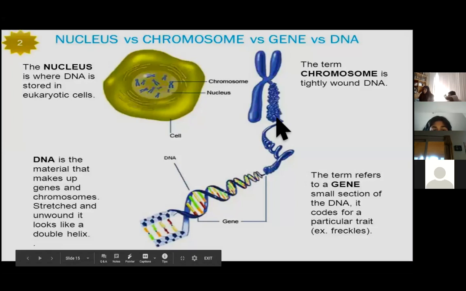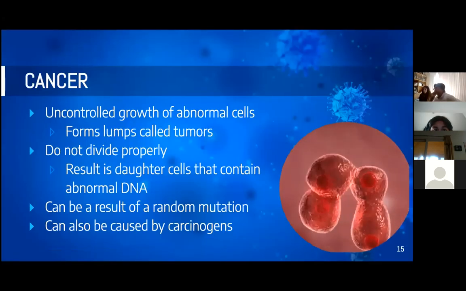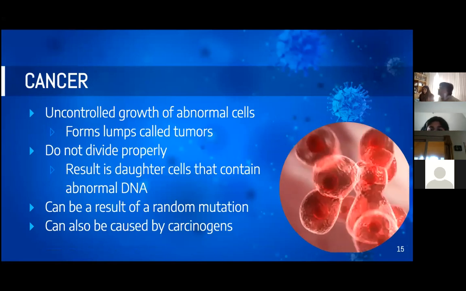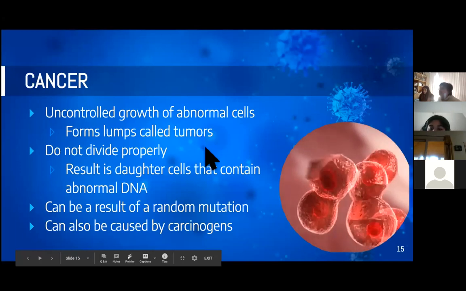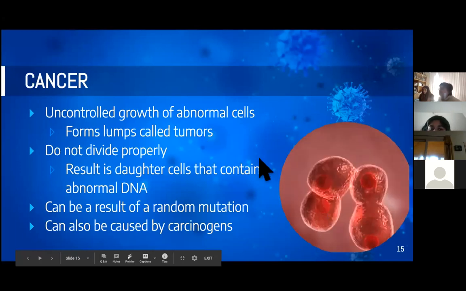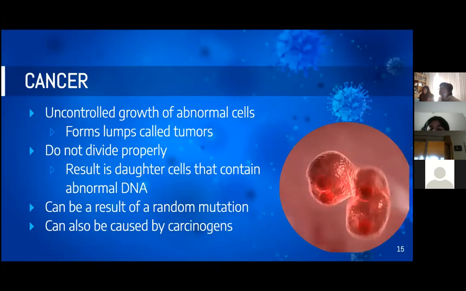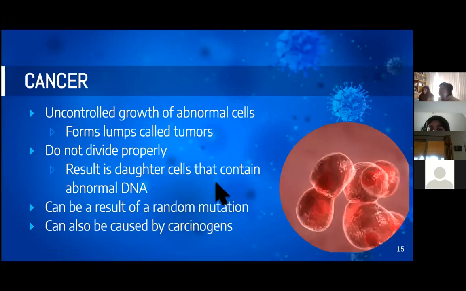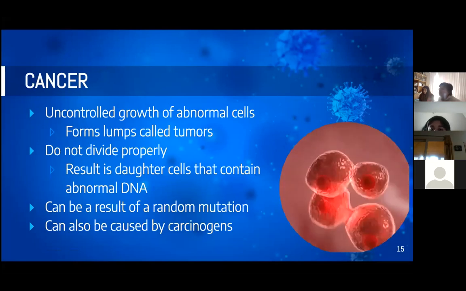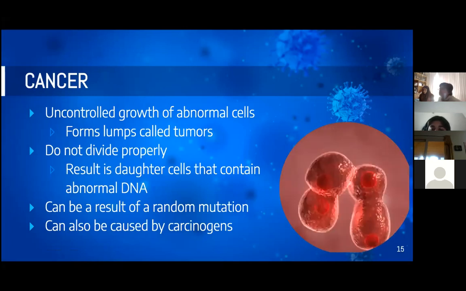So obviously, there are abnormalities that can happen within our cells. So this is called cancer. So cancer is the uncontrolled growth of abnormal cells. It will form lumps called tumors. And what's interesting about cancer cells is that they don't divide properly. So what this means is that the daughter cells that do form, they contain abnormal DNA.